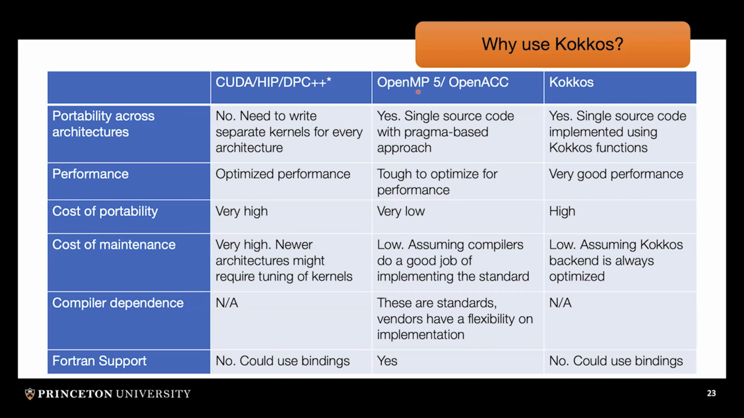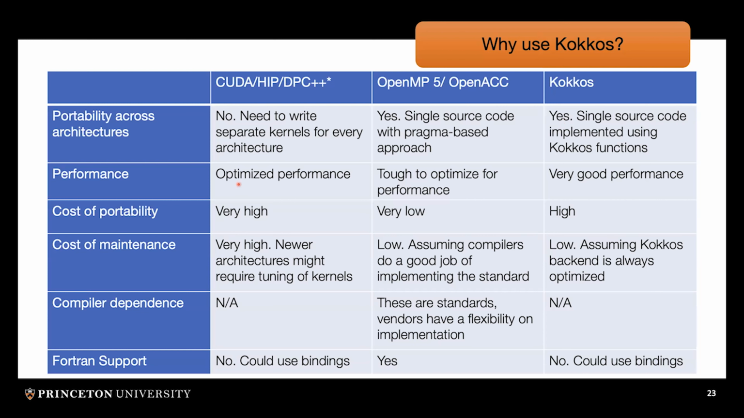Other portability options such as OpenMP5 and OpenACC, and Kokkos. So firstly, let's consider portability across architectures. The vendor-specified languages do not give you portability. You need to write separate kernels for every architecture, obviously. OpenMP5 and OpenACC do give you portability with the help of pragma-based approaches. Kokkos gives you portability with the help of Kokkos functions.